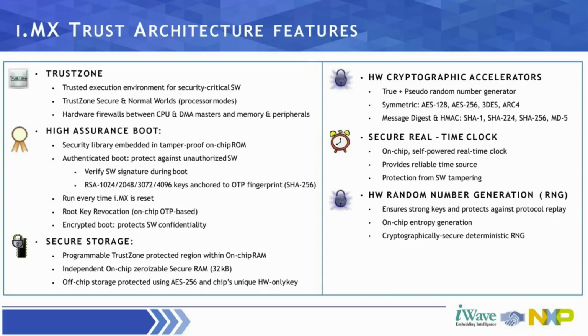It's secure RAM inside the chip that can be zeroized upon tamper events. This is really useful when we want to make sure that the secrets are no longer accessible once the tamper gets detected. Of course, we have hardware cryptographic acceleration. This is the CAAM engine, basically for most of the known algorithms.